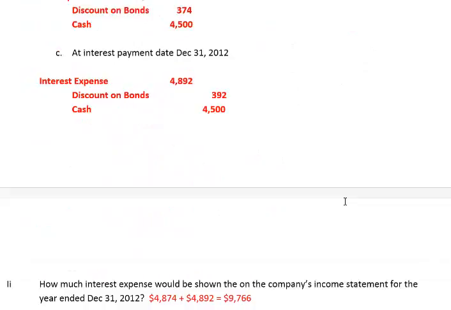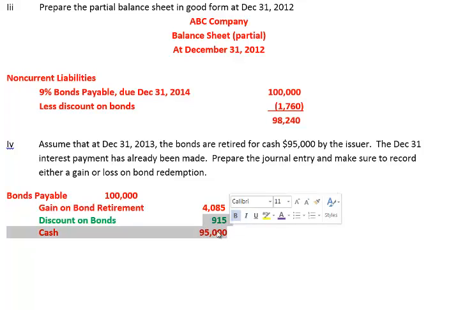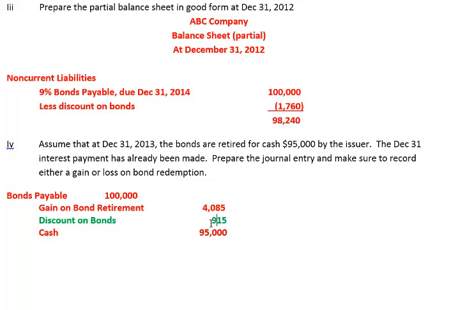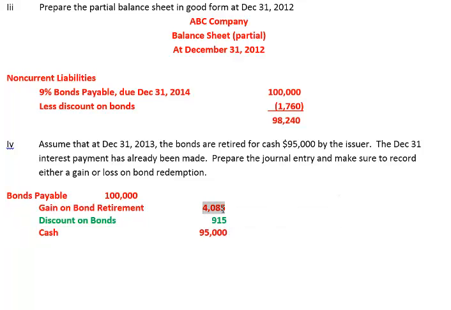So the bond is normally a credit balance, so to reduce it or to get rid of it, we're going to debit it. We already know that we're going to pay out cash of $95,000. So if we look at the debit of $100,000 and compare it to this net credit so far of $95,915, we can see that we're a little light on the credit side by $4,085. So this must be the amount of the gain on retirement.